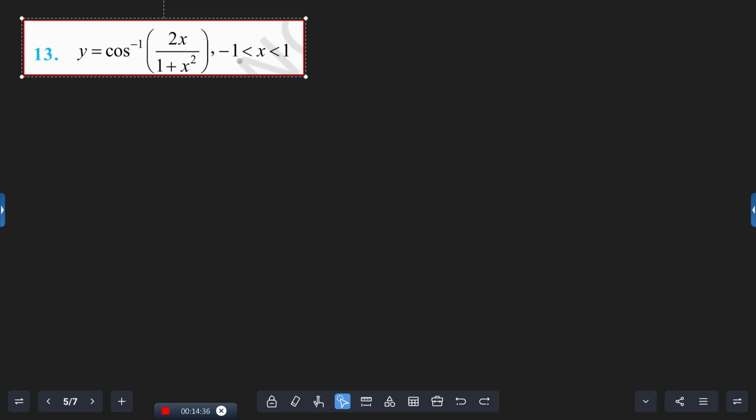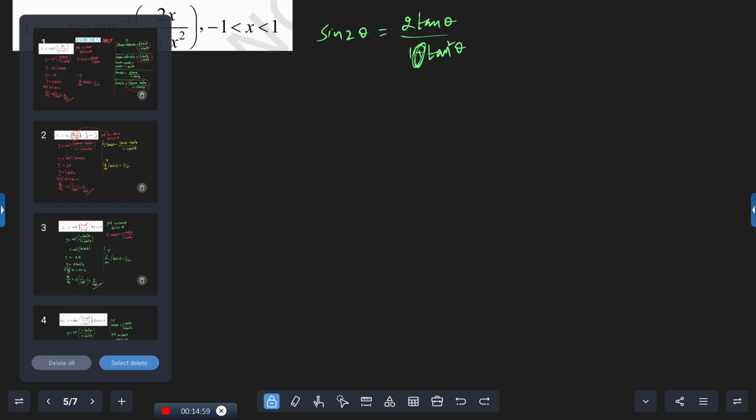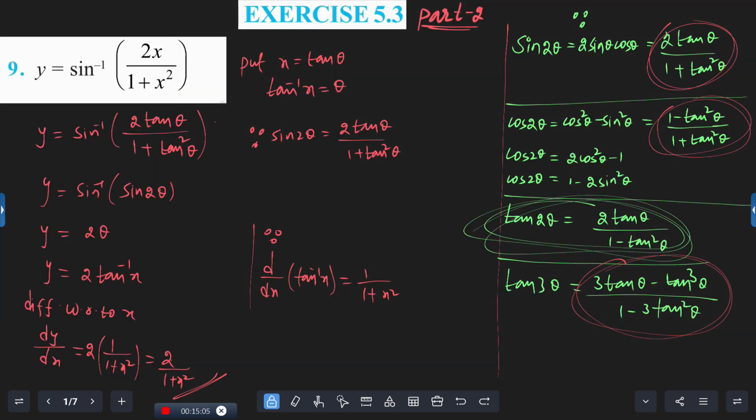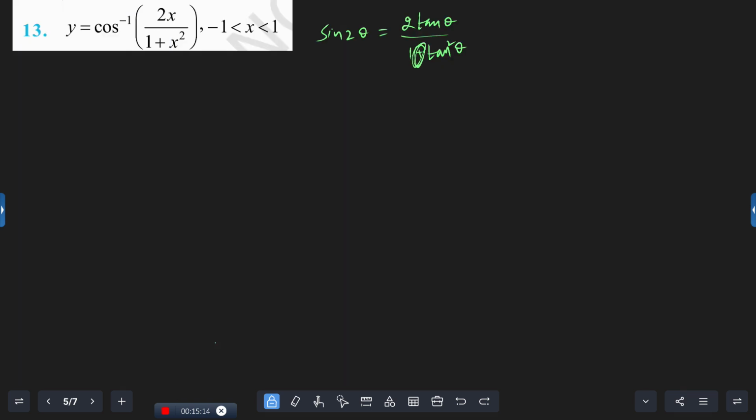Now, this one again. Question number 13. Children, have you noticed what formula this is? Can you tell me? Sin 2 theta formula. So sin 2 theta is equal to 2 tan theta divided by 1 plus tan square theta. Suppose the denominator has minus, now what formula? Same denominator, minus, not tan I said. You should not forget, children. Very important, you should not forget the formulas. Right, fine.